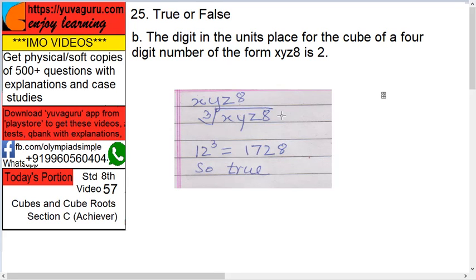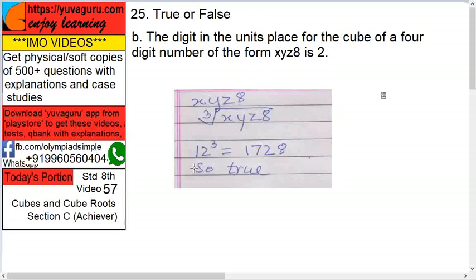xyz 8 equals to, the answer should be 2 somewhere. So remember the cubes: 10 cube, 11 cube, 12 cube. So 12 cube is 1728. So the answer is true because the units place is 2.